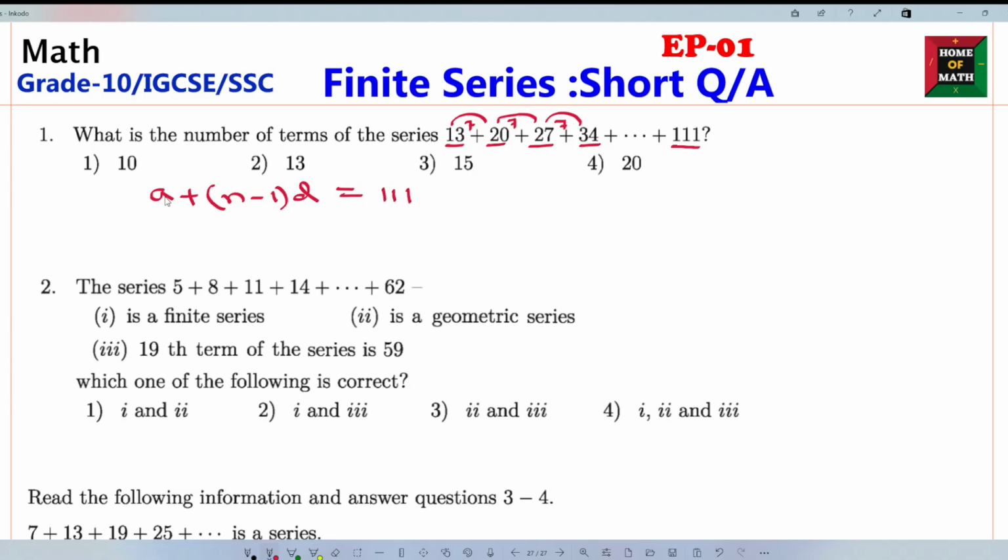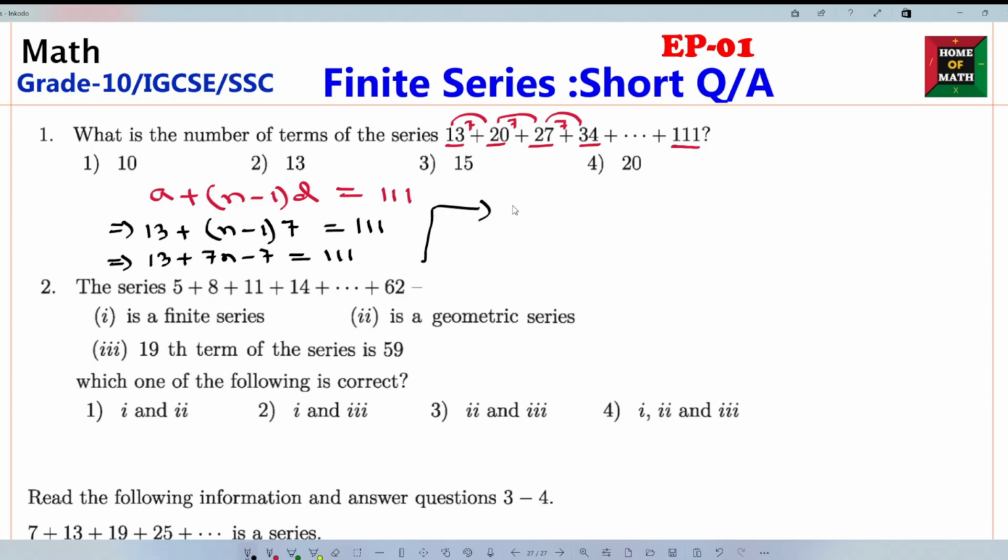So a, the first term, is 13. We can write 13 plus, we don't know the term number, so we write n minus 1, and d is the difference between each term, which is 7, equals 111, right? So here we can write 13 plus 7n minus 7 equals 111, right?